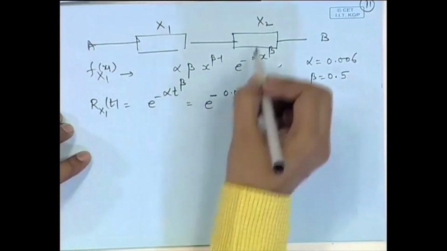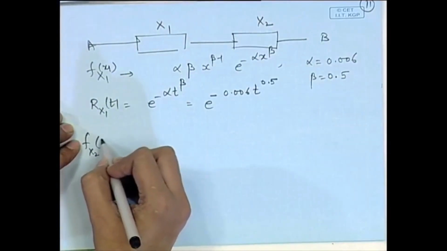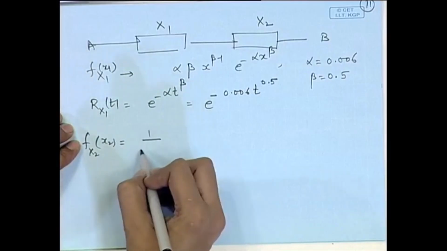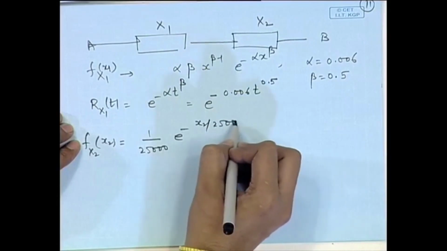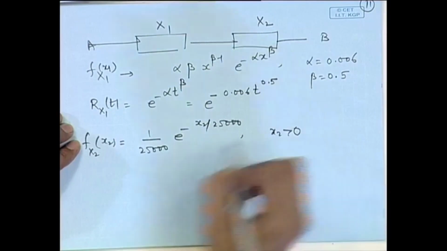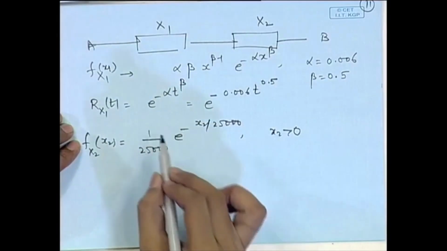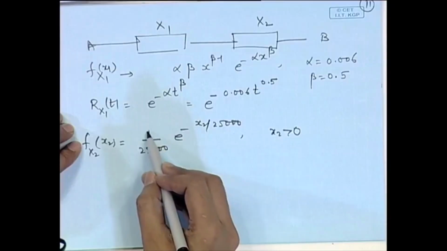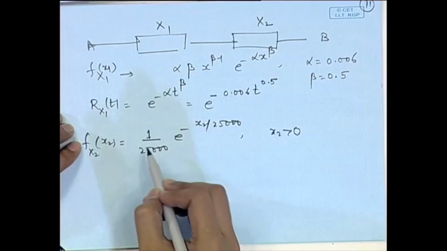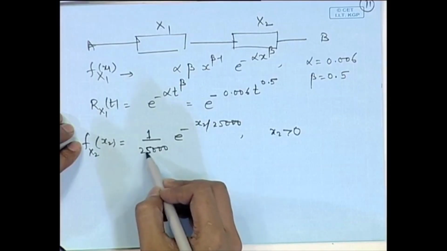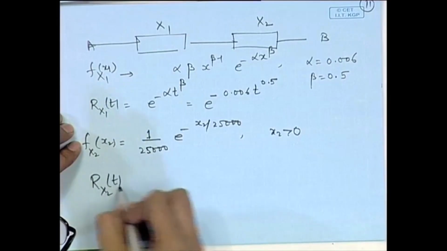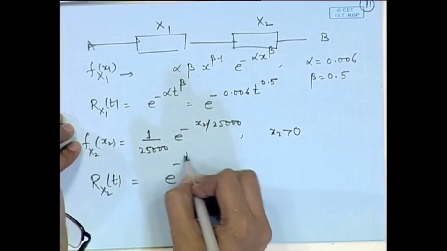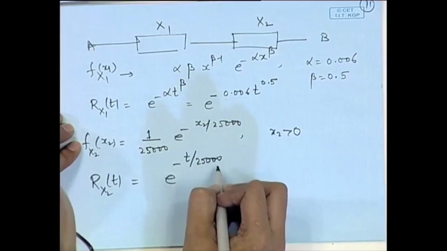The second component has an exponential distribution with mean 25,000. The mean of the exponential distribution with density lambda e to the power minus lambda x is 1 by lambda. So if the mean is 25,000, lambda is 1 by 25,000, and the density function will be 1 by 25,000 e to the power minus t by 25,000. The reliability of this is e to the power minus t by 25,000.